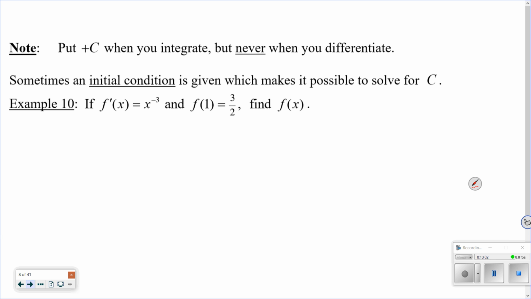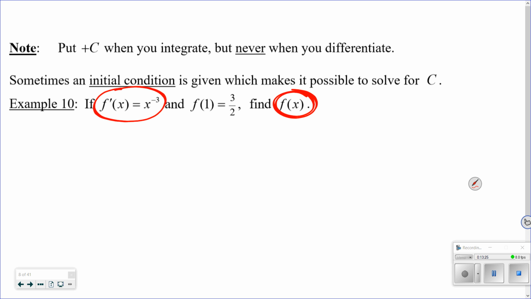When we take a derivative, you don't, right? Because the derivative of a constant is 0, so it goes away. But when you integrate, you have to add that constant on. Sometimes they'll give you an initial condition that makes it possible to actually find out what c is. So here's an example. I know f prime of x equals x to the -3. It tells me f of 1 equals 3/2, and it wants me to find f of x. In other words, it wants me to integrate this.